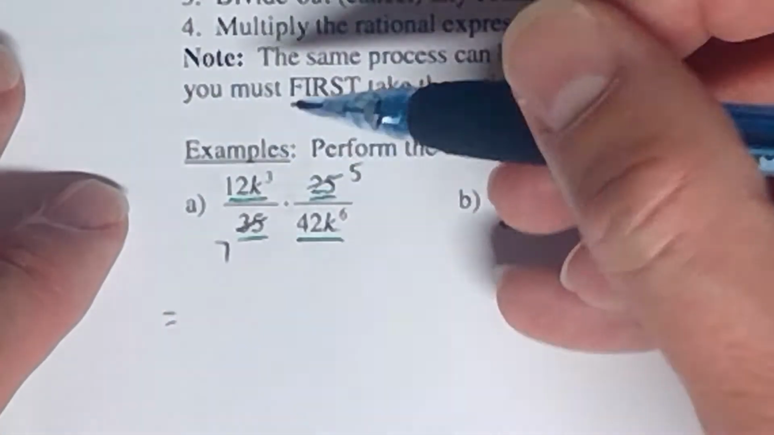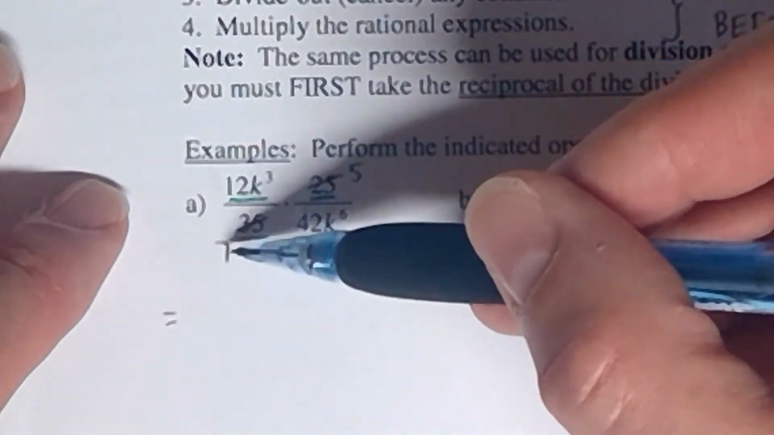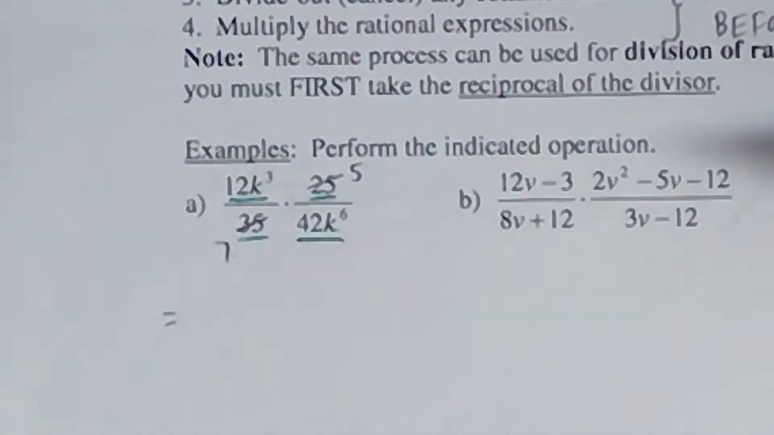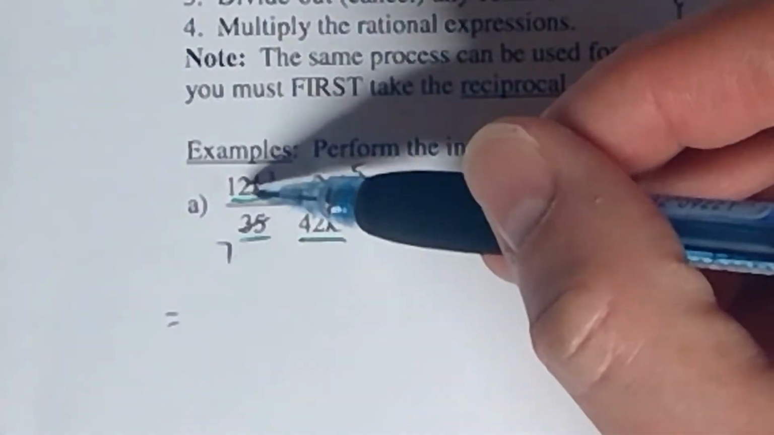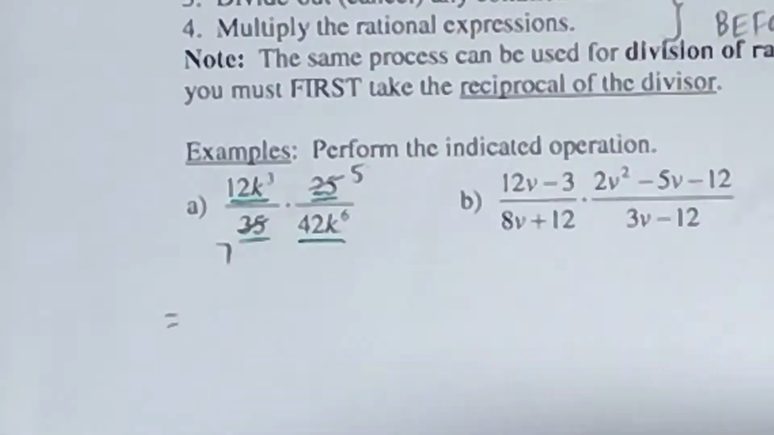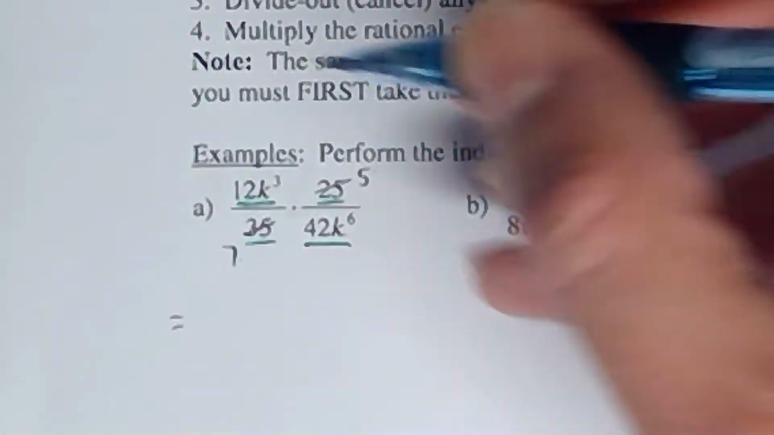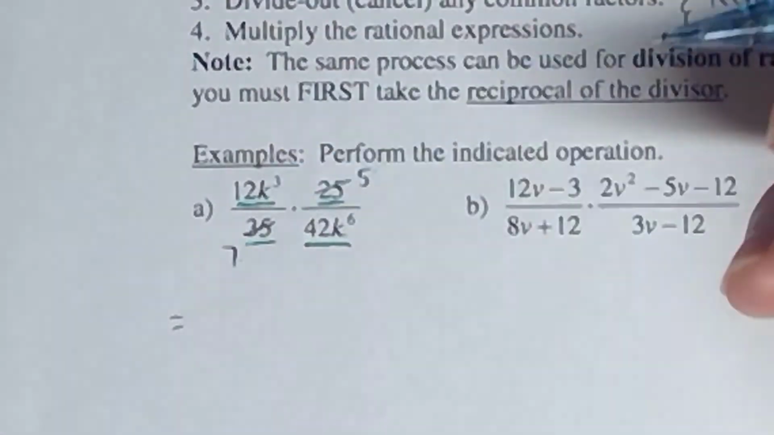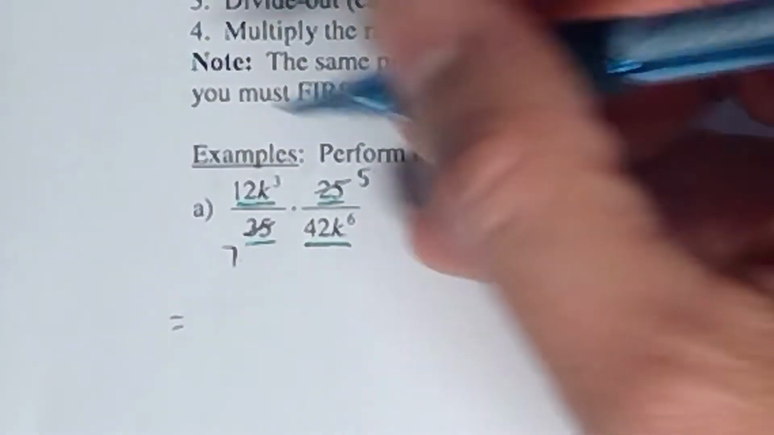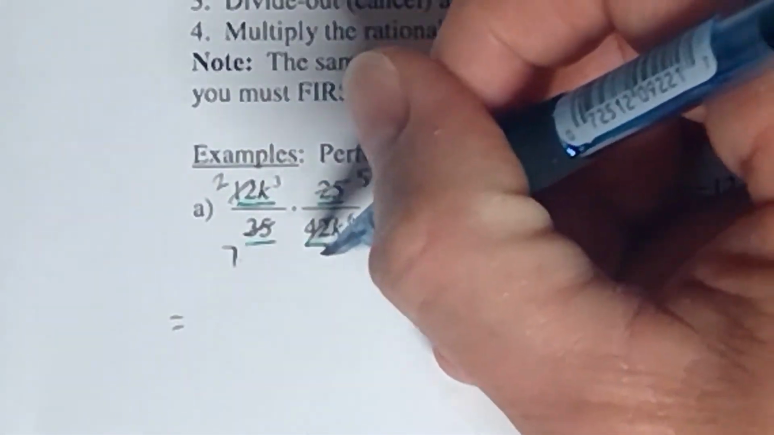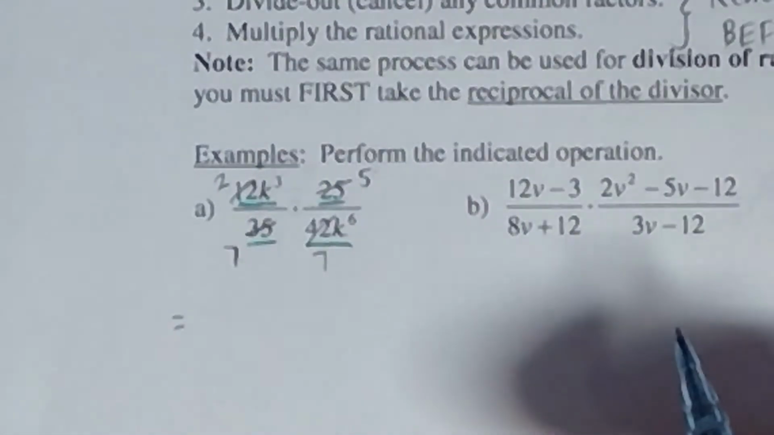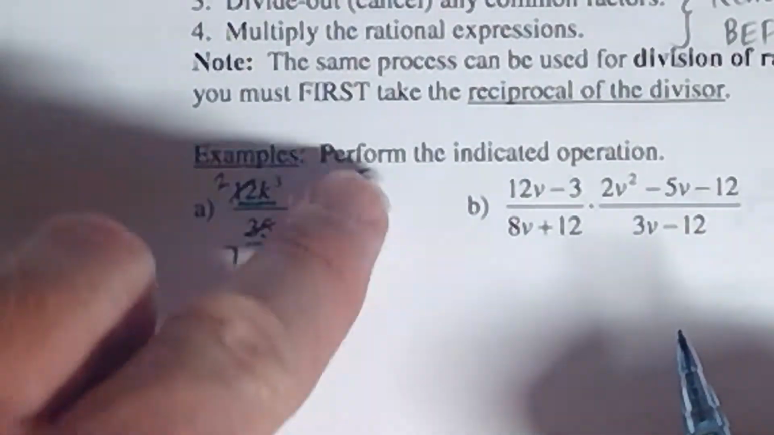So what are my coefficients that I have left here? 12, 7, 5, and 42. If everything is just a single term here, you've got to look at your coefficients and make sure that they've been canceled as far as they'll go. I can also do 12 and 42, can't I? I can divide both of those by 6, in fact. 12 divided by 6 is 2, and 42 divided by 6 is 7. What I've got left now is 2, 7, 7, and 5.